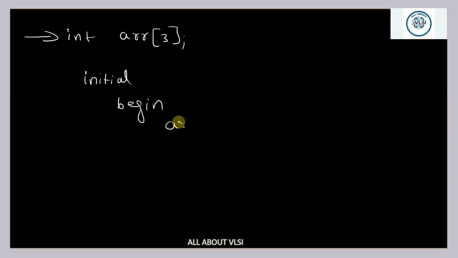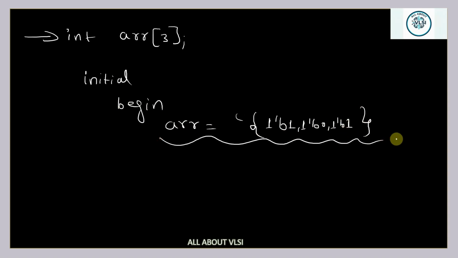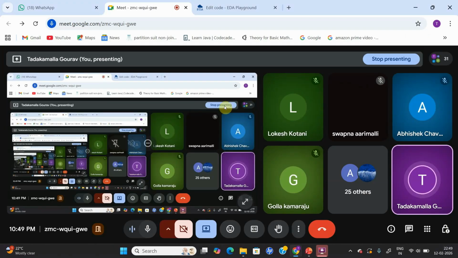If I am going to have an array like this, int arr of 3, and I'm going to use the array aggregate method, then in an initial begin, I simply write arr is equal to, and I can have the values 1'b1, comma 1'b0, comma 1'b1. So I can have the values like this. This is nothing but my array aggregate method.